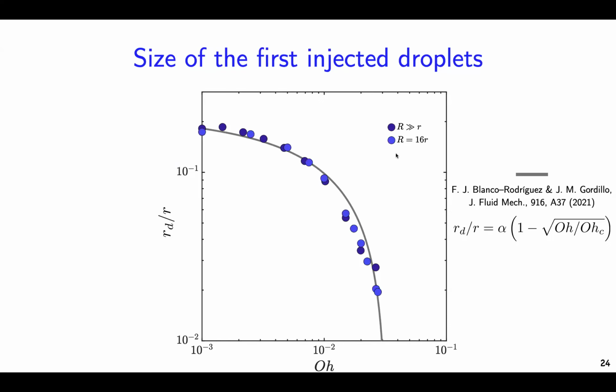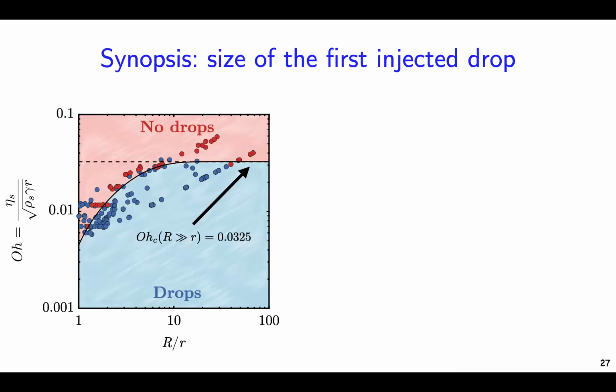And as we decrease the size ratio from infinity to, let's say, 16, we still get the same behavior. So the data points are in fact right on top of each other. And then as we decrease it further, we see that the size of the droplet decreases quite a bit.